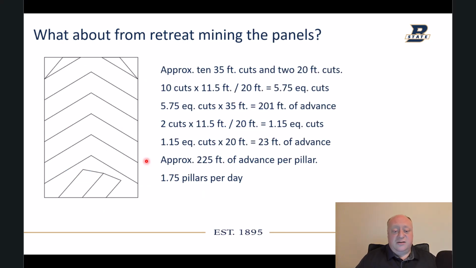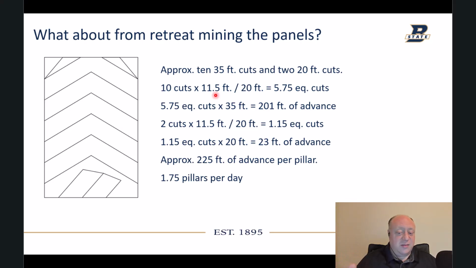What about from retreat mining? Retreat mining in the panels, we have 80 by 110 foot centers for our pillars. If we're doing the full Christmas tree from both sides, we have approximately a theoretical maximum of 10 35-foot cuts and 2 sort of 20-foot cuts from the crosscut. So we take those 10 cuts and multiply that by 11.5 feet. That's the width of our miner head because we're only taking that amount out.